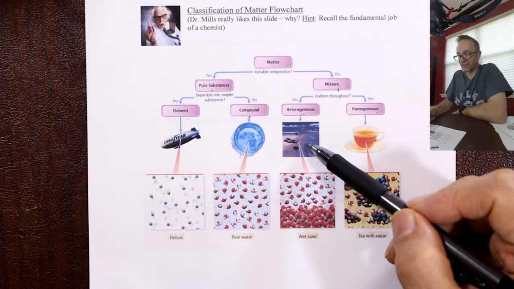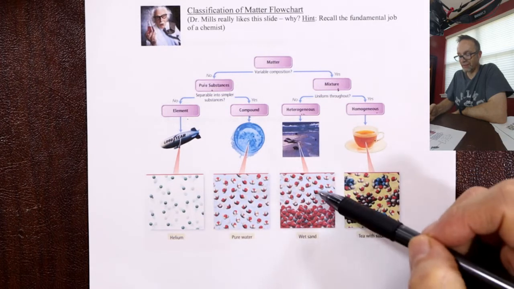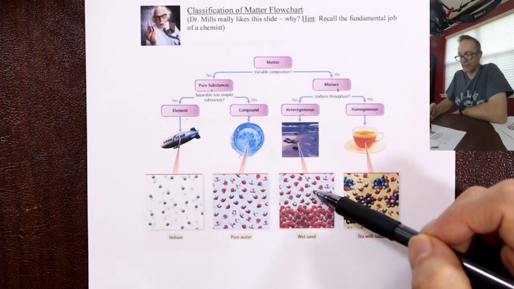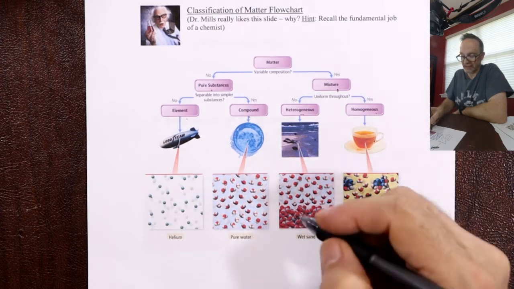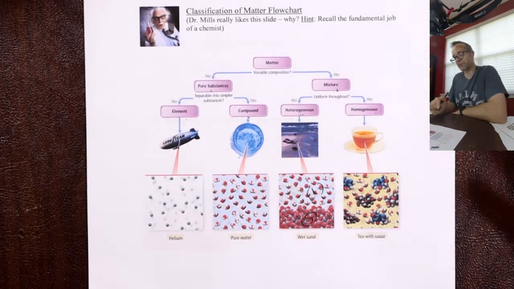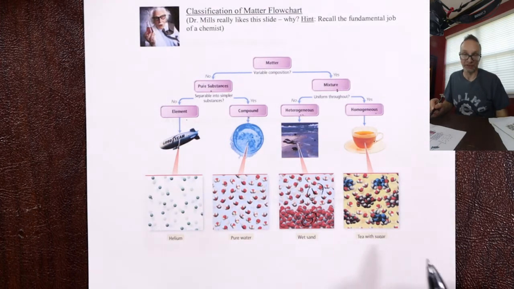Now here's a beach, so there's the sand, there's the water, that's where they meet. That's a heterogeneous mixture, that's a solid, and that's a liquid, so a different phase. Sand and water in a bucket, you can tell the difference.